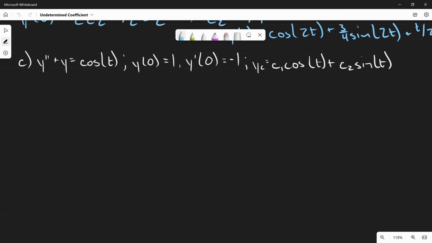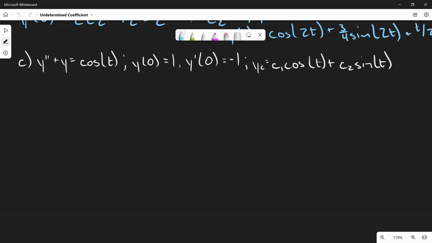Welcome back to part two of solving nonhomogeneous equations with conditions. So let's jump right to it. If you remember from last part, we were given the equation, the conditions, and then the homogeneous solutions. So we can just jump straight into the particular portion of the solution.